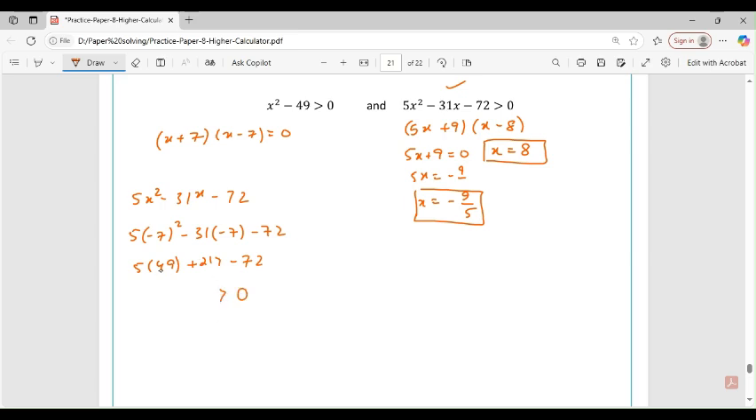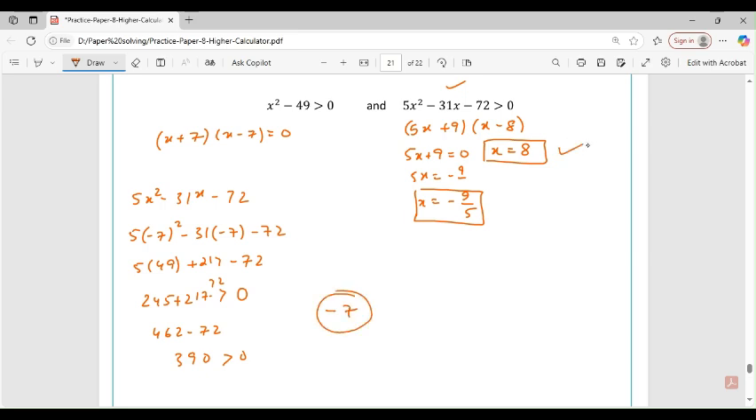We know very well that 49 times 5 should give you 245, plus 217, minus 72. So this should give you 462 minus 72, which is going to give you 390, which is greater than 0. So negative 7 is the first value.